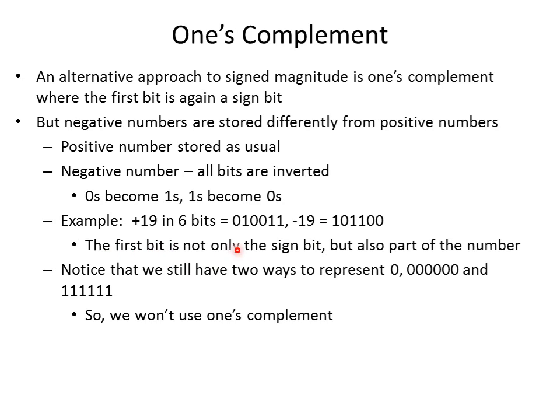The first bit is not only the sign bit but also part of the number. Notice that we still have two ways to represent 0. If we use ones complement representation, then for plus 0 it will be 0, 0, 0, 0, 0, and for minus 0 all the bits are complemented, that means 1, 1, 1, 1. So we would not use ones complement.